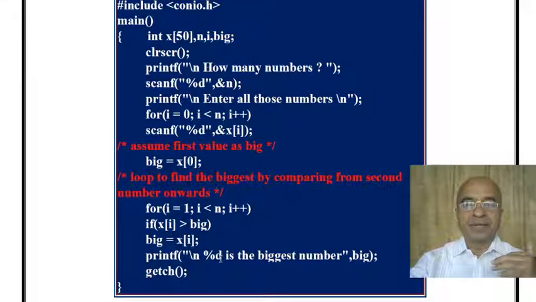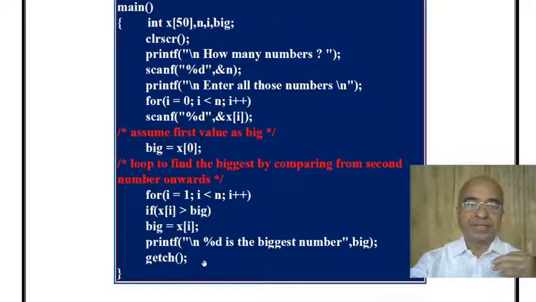Printf, on a new line, %d is the biggest number, big. So the big number is going to be printed. A statement will appear on the screen. Getch, end the program. So let us check how this can be solved.